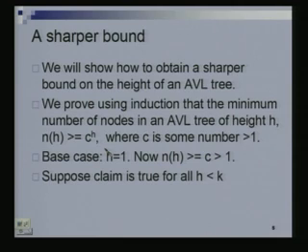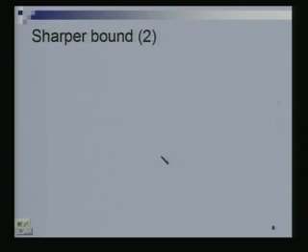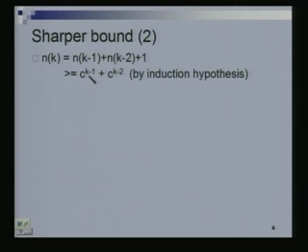Suppose the claim is true for all h less than k, and let's try and prove it for h equals k now. So, we have to prove that n of k is greater than or equal to c to the k. Okay, we will come back to this base case in a minute. Okay, so recall this was our recurrence relation, n of k equals n of k minus 1 plus n of k minus 2 plus 1. Our induction hypothesis says that n of k minus 1 is at least c to the k minus 1, n of k minus 2 is at least c to the k minus 2, and I have ignored the plus 1. So, actually I can say that this is strictly larger, right. I will just ignore that plus 1 again.